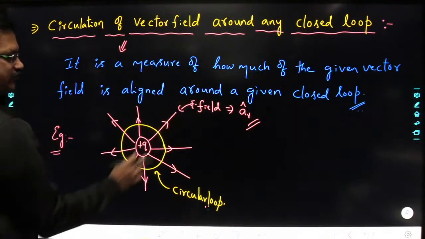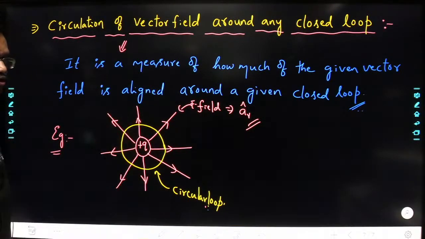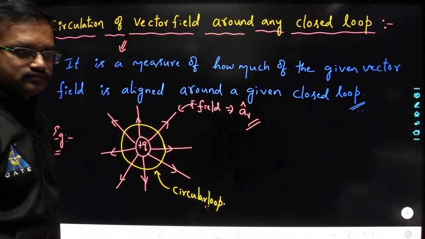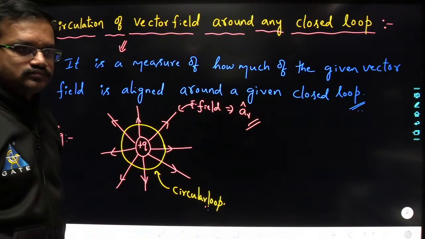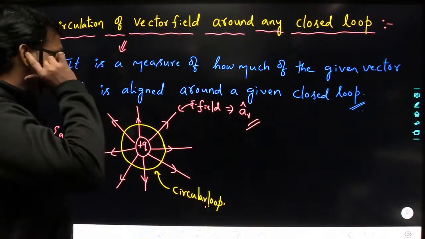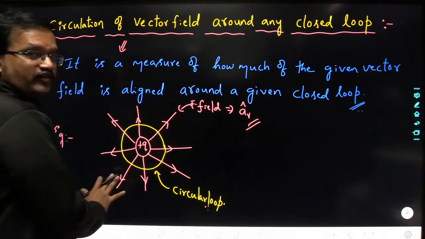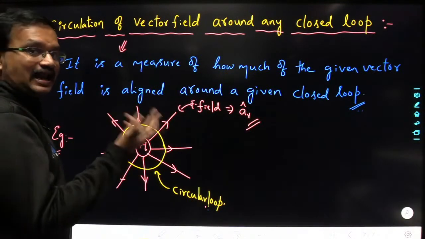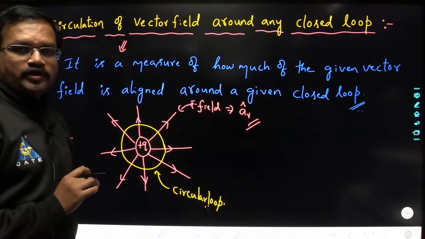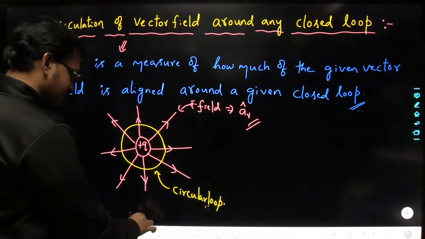What is the circulation of electric field around this circular loop? That means I am trying to determine how much of this electric field is aligned around this closed loop. That's what I am trying to determine. So what are you going to get? Tell me. See here.